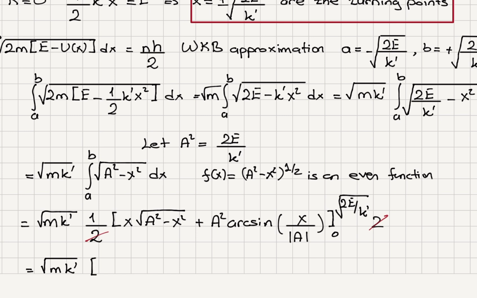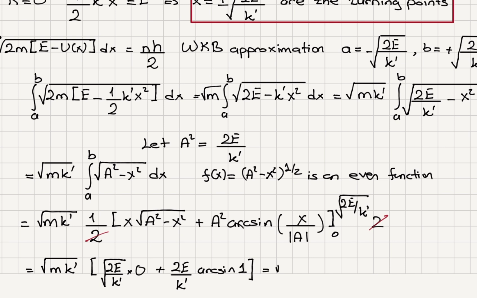So if I substitute here square root 2E over k prime for x, and since a is also square root 2E over k prime, 2E over k prime minus 2E over k prime will give me 0, so this is 0, plus a squared, which is 2E over k prime, arc sine of x divided by a, since x is the absolute value of a here, arc sine of 1. And then I will subtract from this x equals 0. X equals 0, arc sine 0 is 0, x is 0, so that doesn't give me anything. So this is all I have to calculate.